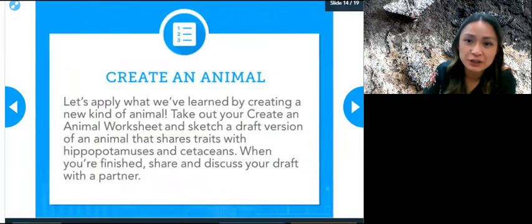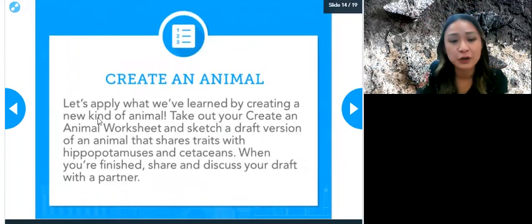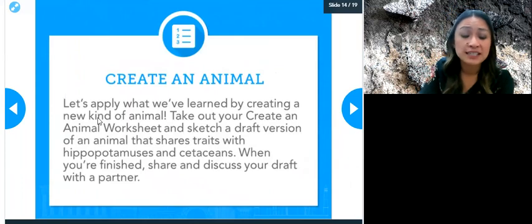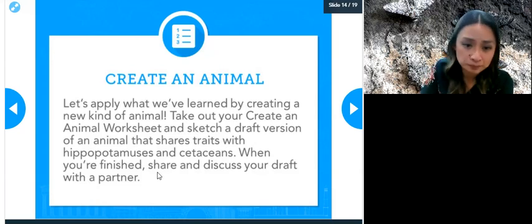And slide 14, your task is to create an animal. Apply the knowledge that you've learned by creating a new kind of animal. Take out your create an animal worksheet. We don't quite have this. And sketch a draft version of an animal that shares traits with hippopotamuses and cetaceans. When you're finished, share and discuss your draft with a partner.